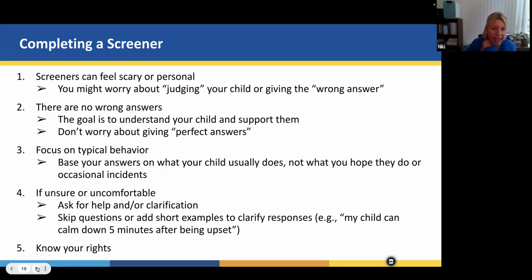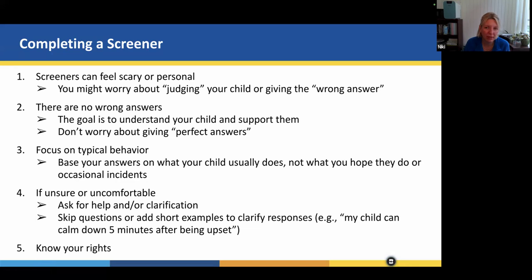There are no wrong answers on the screener. Again, we're just casting this wide net. You can't give a wrong answer on a screener. And just remember that the goal is to really understand your child and to support them in school as best that we can. You don't have to worry about giving perfect answers, even though sometimes it feels uncomfortable.